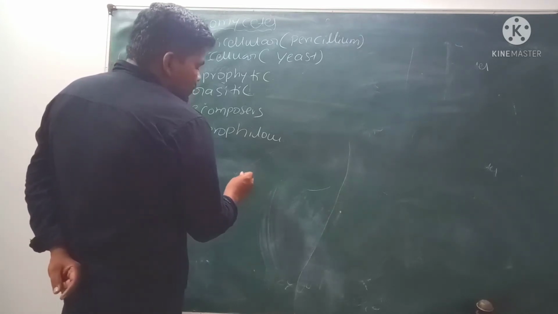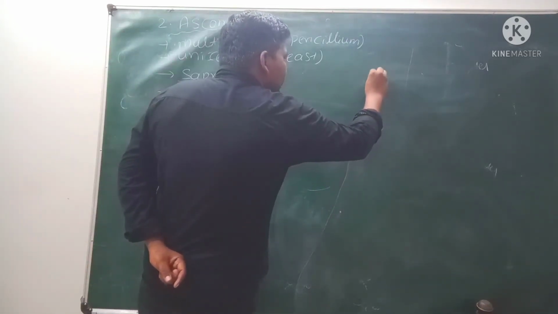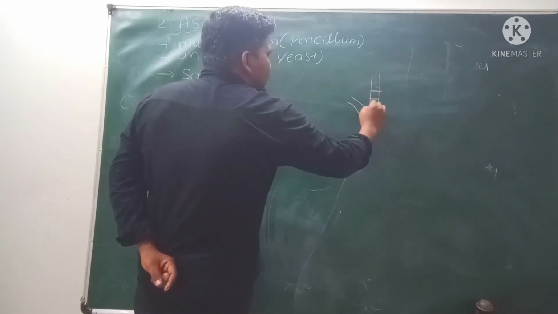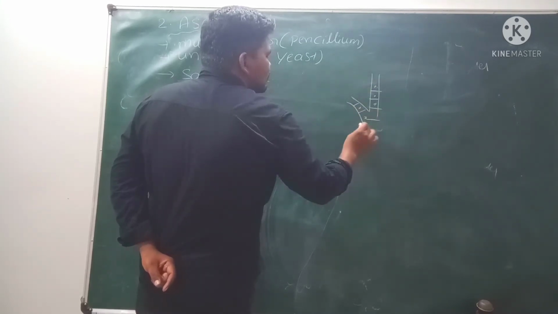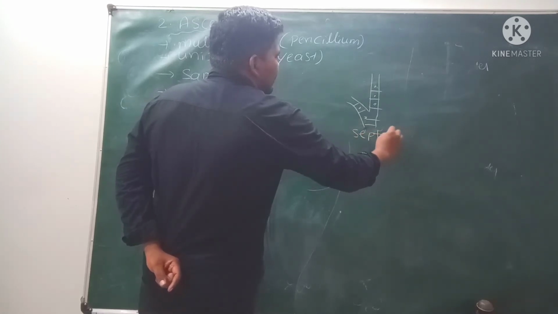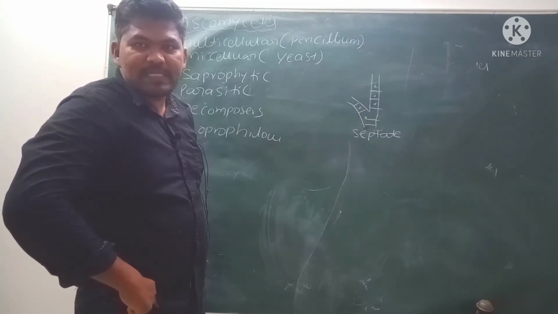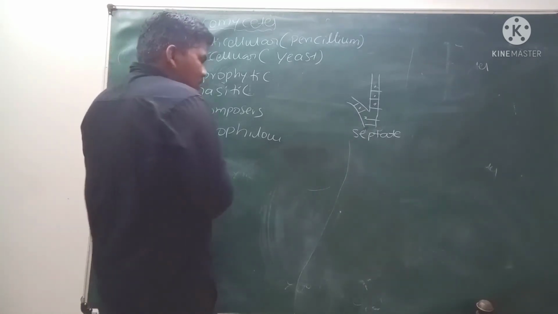After that we have to discuss the reproduction in ascomycetes. The mycelium of ascomycetes is septate. Septate means it contains cross walls.